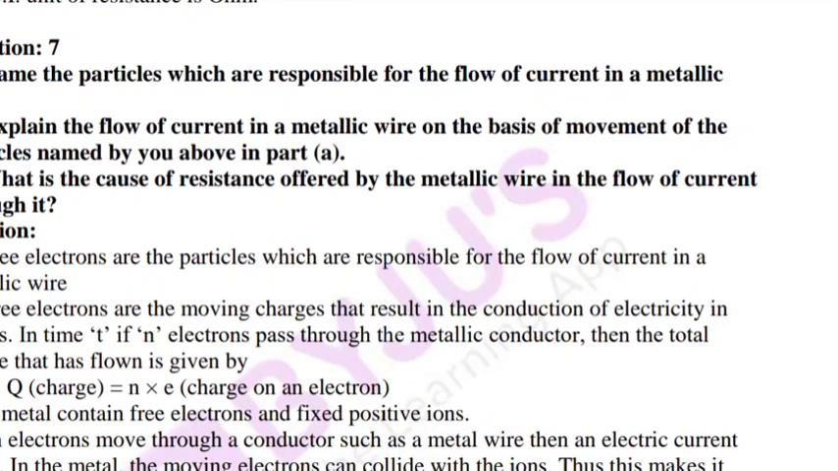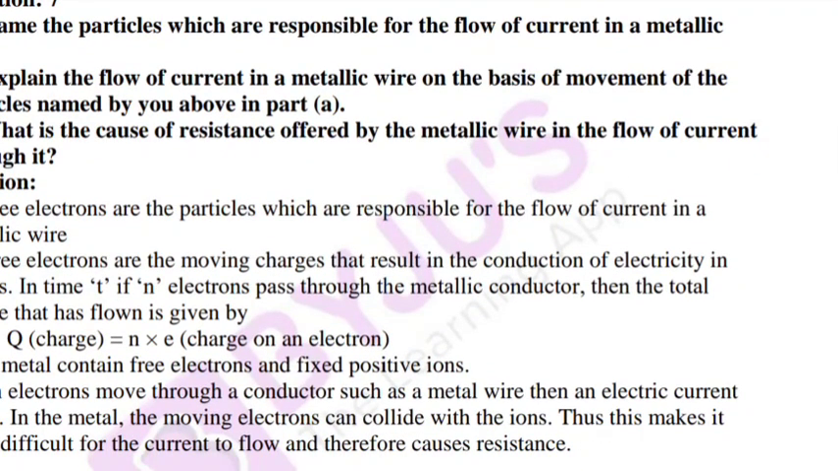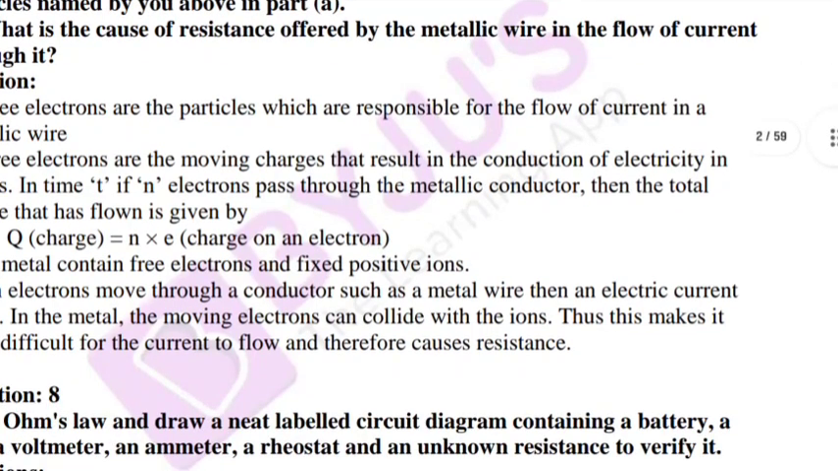The free electrons are moving charges that result in the conduction of electricity in metals. If n electrons pass through the metallic conductor in time t, the total charge flowing is the number of electrons multiplied by the charge on one electron.